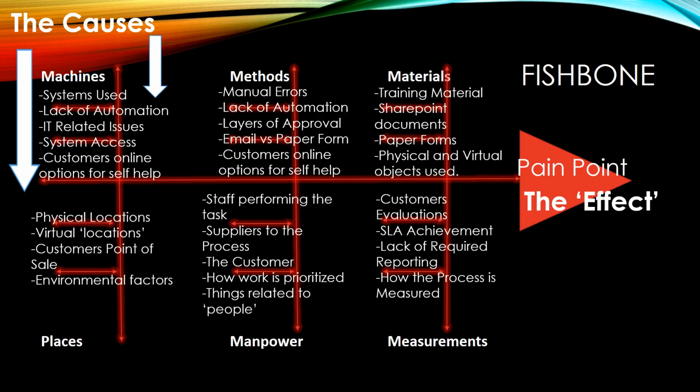And lastly, places. This is going to be physical locations, virtual locations, customer point of sale, environmental factors, anything to brainstorm on that's related to a place that would contribute to this pain point that we're trying to get rid of.